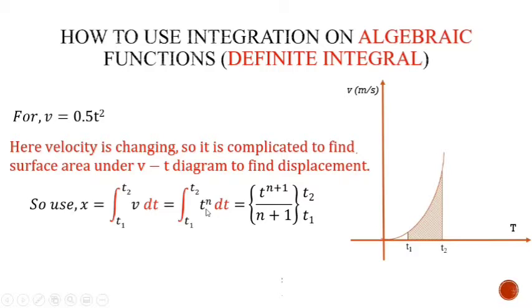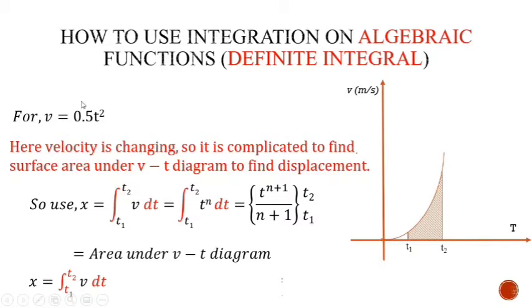In this case, we will increase the power and divide by the power. For example, in this case, the existing power is n, so we will first increase the power, so n plus 1, and divide the whole term by the new power. So n plus 1 will be the divisor here, and the limits are also indicated, that is from t1 to t2, and this is nothing but the area under the VT diagram. By using integration, you will directly get this particular thing.